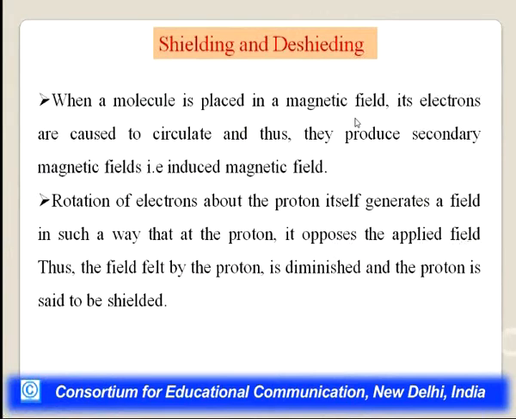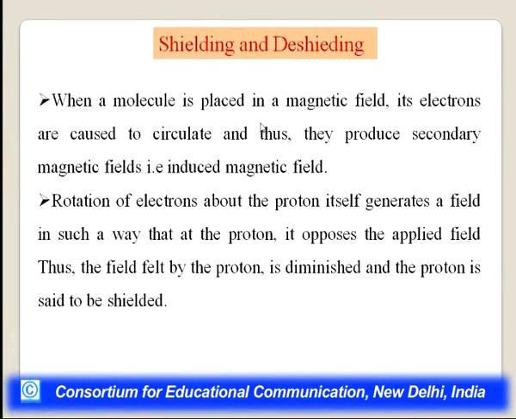Now the important terms over here are shielding and deshielding. We have talked about the nucleus, but now we are talking about the electrons as well, because we cannot isolate electrons from protons. So we cannot avoid the effect caused by the electrons at the same time. We are discussing these effects here, and these are shielding and deshielding.